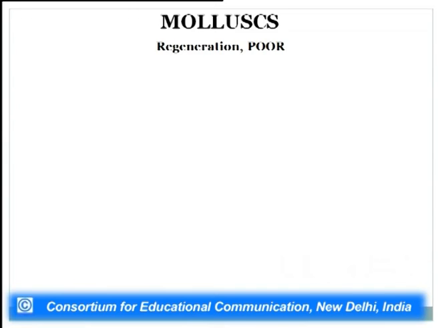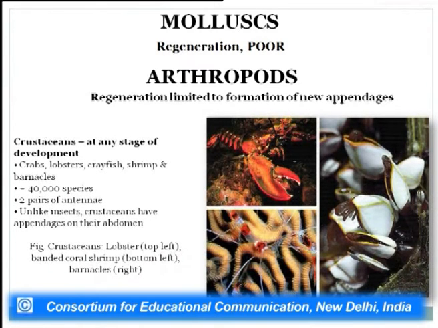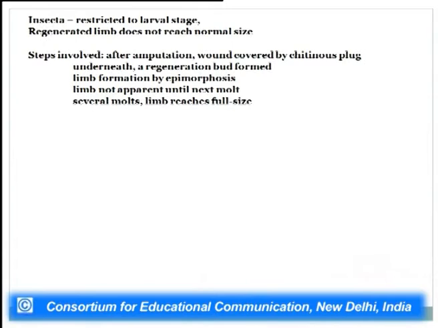In mollusks, the regeneration ability is very poor. In arthropods, the regeneration is limited to formation of new appendages. For example, in crustaceans, it can occur at any stage of development. Crabs, lobsters, crayfish, shrimp and barnacles, around 40,000 species, have 2 pairs of antennae. Unlike insects, crustaceans have appendages on their abdomen, and here are some pictures of crustaceans, which at any stage of development can probably regenerate their lost appendages.